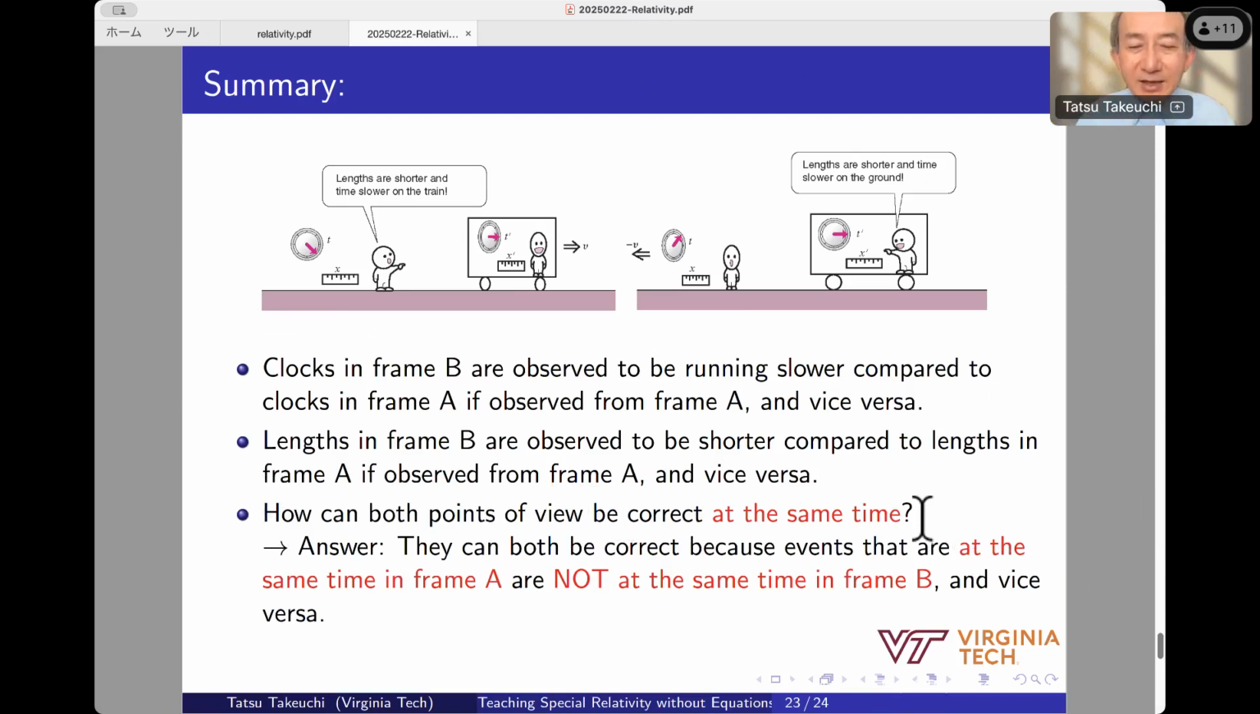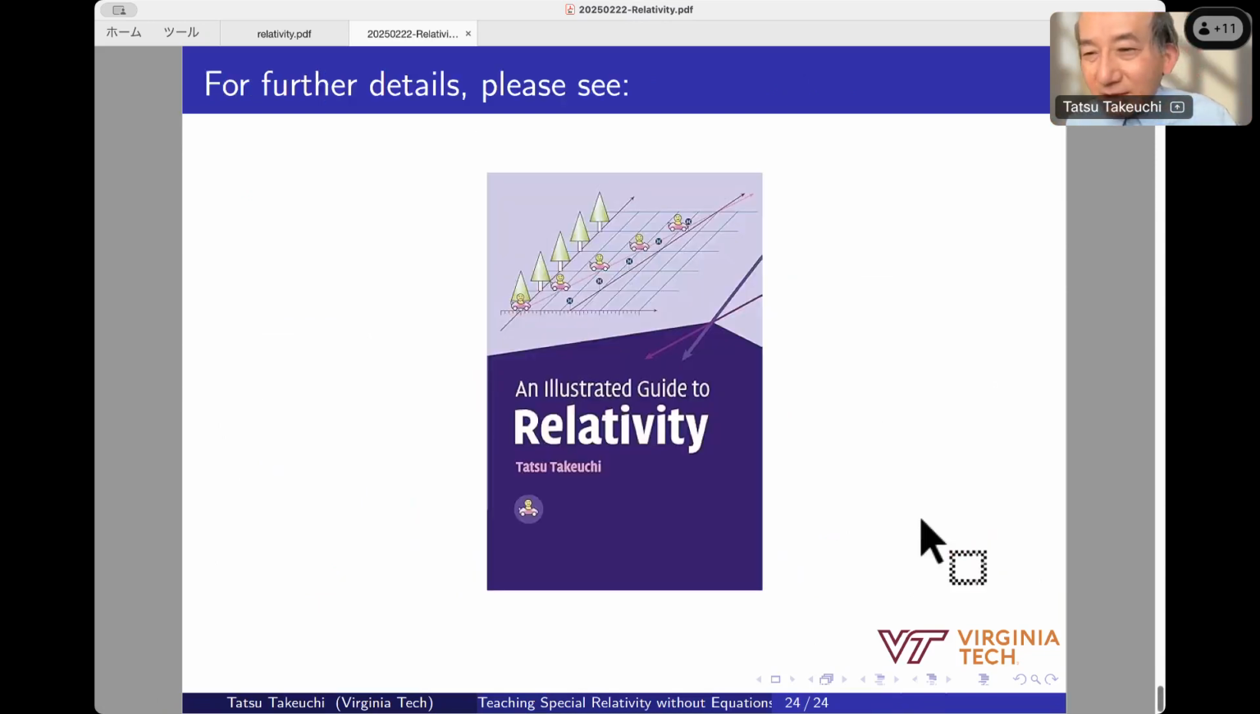So that is that. And I think this method is a method that avoids using equations, and it is accessible even to people for whom math is a little bit challenging. And for further details of the method, please look at my book.